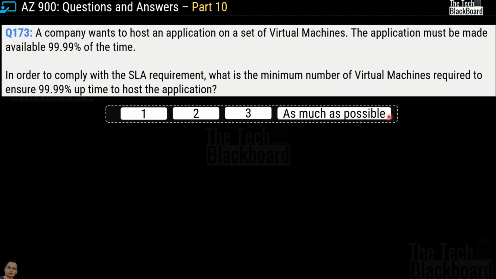In simple words, my friends, the question is just asking you, how many virtual machines should you host in order to maintain a 99.99% SLA? And the correct answer is 2. There should be at least 2 virtual machines to maintain a 99.99% SLA.